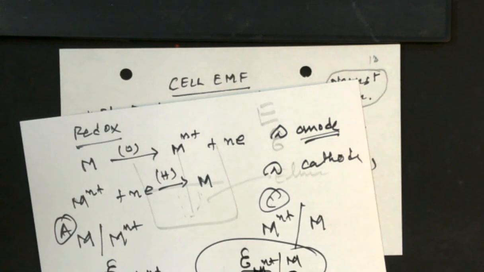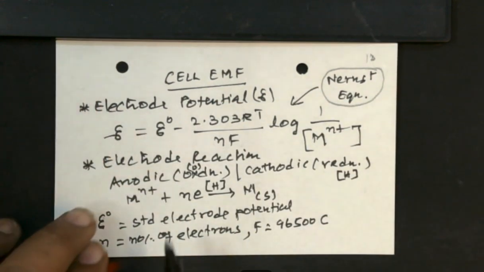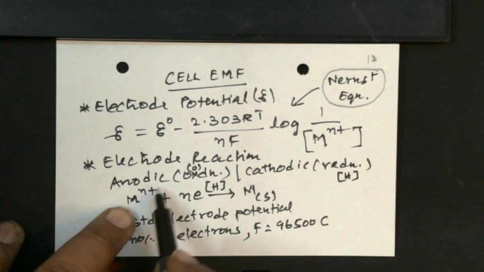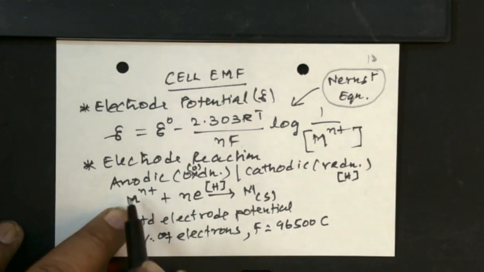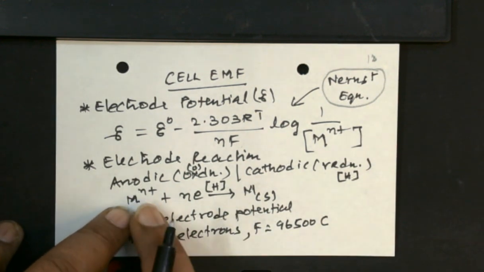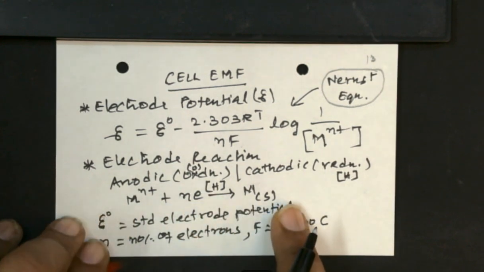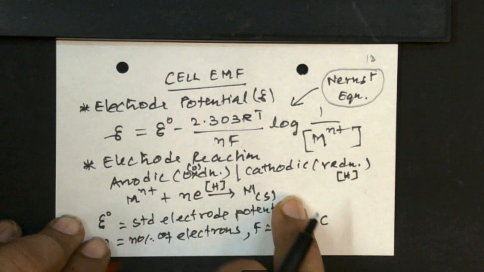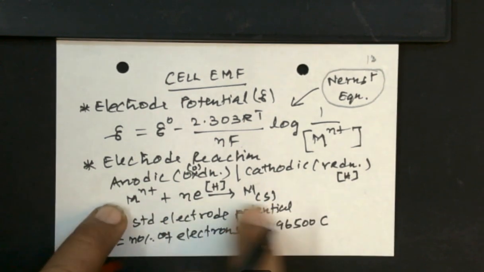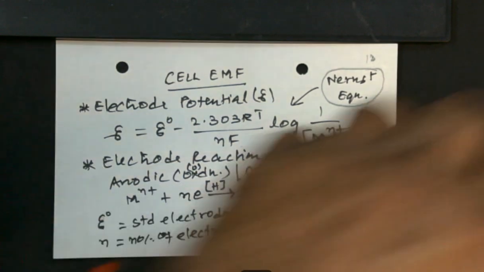Let me further continue. So here let me consider the reduction. So M n plus, as I already mentioned, we go by reduction potential, that is cathodic potential. So M n plus plus n number of electrons to give M as a solid. This is the reaction. So in that case, now let us work out the equilibrium constant for this. We know very well what is equilibrium constant.